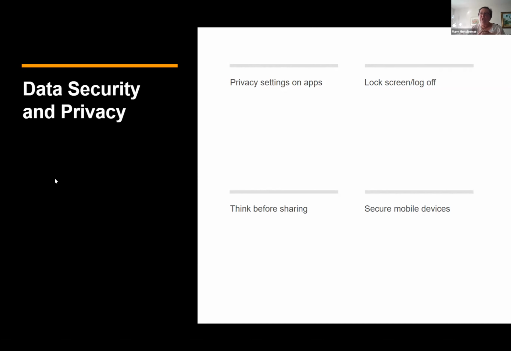And then, of course, secure where you can your mobile devices. Don't leave your laptop sitting on the front seat of the car. All those practical common sense things that we can do to make sure we police ourselves and help keep our data secure and private.